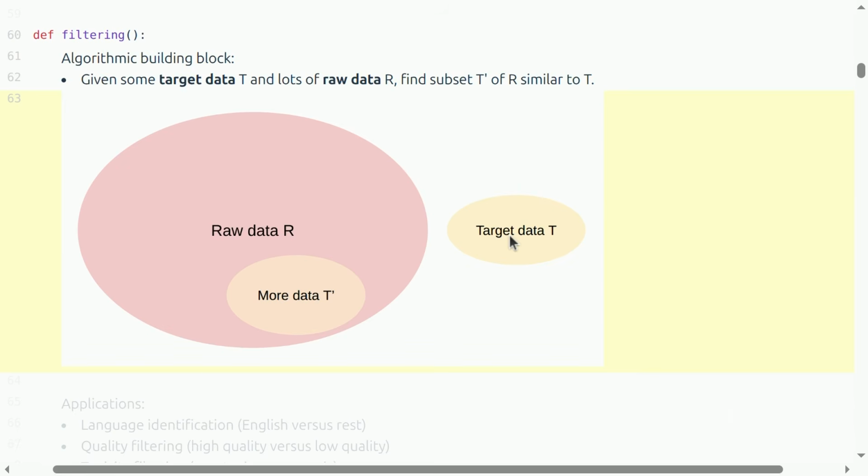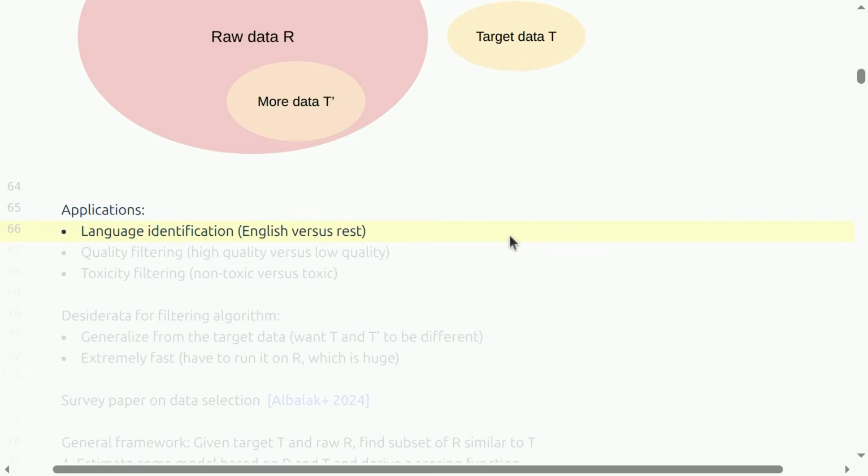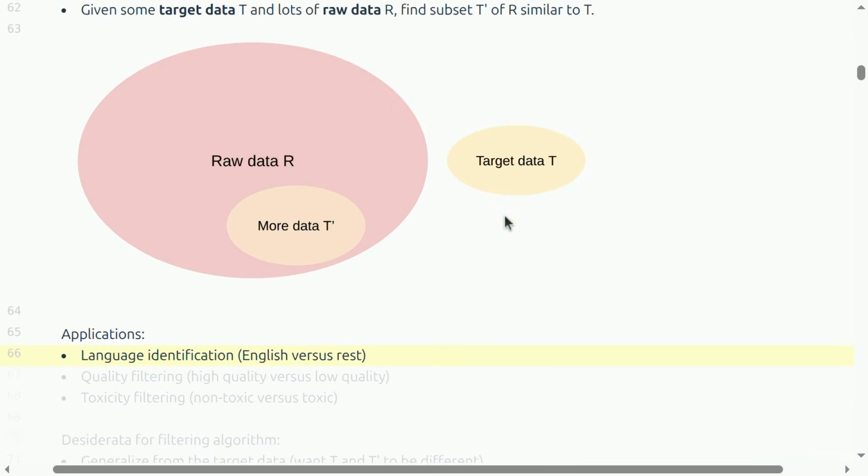There are many reasons you might want to filter. If you're training an English language model or a German language model, you might want to identify the language and filter out things that don't match it. The main reason for filtering is quality filtering. You want to find things that are high quality as opposed to low quality. You don't want just spam, you want encyclopedic information. Another application is toxicity filtering. Of course, the internet has plenty of nasty content, and maybe you don't want to train your language model on that.